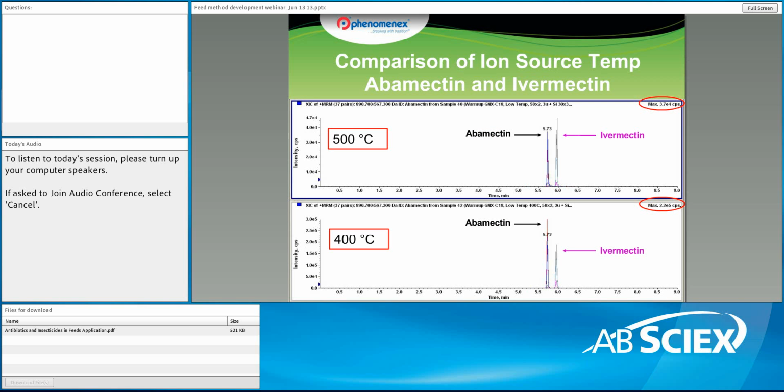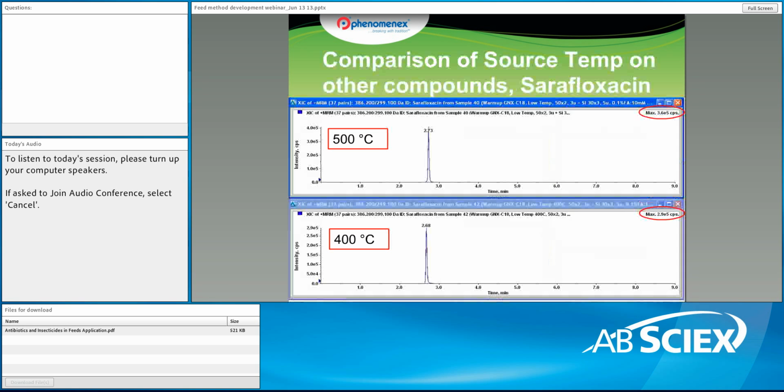I'm going to pull out the two smaller signals for ivermectin and abamectin so we can have a little better look at the sensitivity of these two at different temperatures. As you can see, ivermectin has a far better signal, as well as abamectin, at 400 degrees Celsius drying temperature. I believe not a full order of magnitude, but close enough, so at least they will be stable.